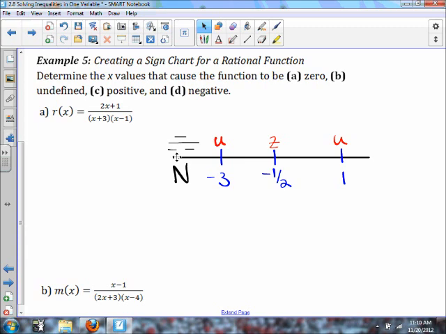PJ, give me a number between negative 3 and negative 1/2. Okay, PJ, if I put negative 2 up here, am I going to get positive or negative on the top? I'll get negative, right? If I put negative 2 into x plus 3, it's going to be positive. If I put negative 2 into x minus 1, it'll be negative. So right now, how many negative signs do I have? I have 2. It tells me it's even, so it will be a positive answer here. A negative divided by a negative will be positive.